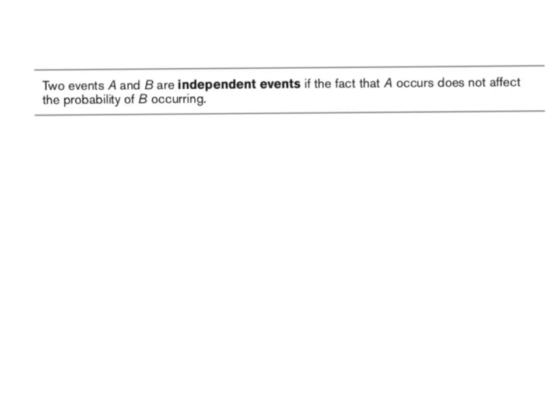So, the first thing is that two events, A and B, are independent if what happens in A doesn't affect what happens in B. Okay? These are different than mutually exclusive. Independent events, whatever happens in the first event does not affect the second event.